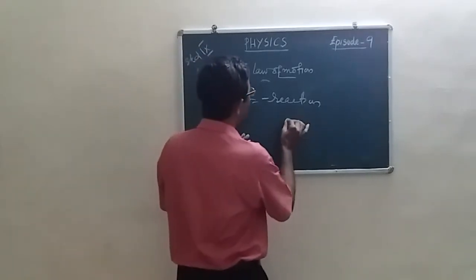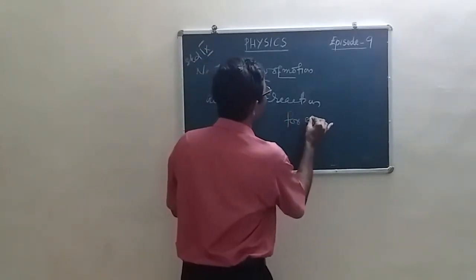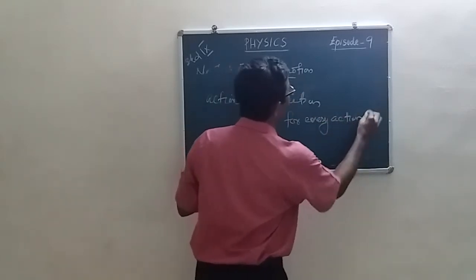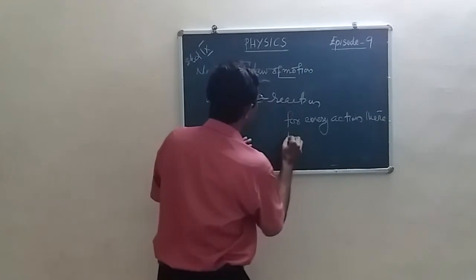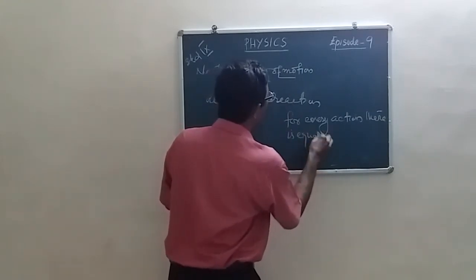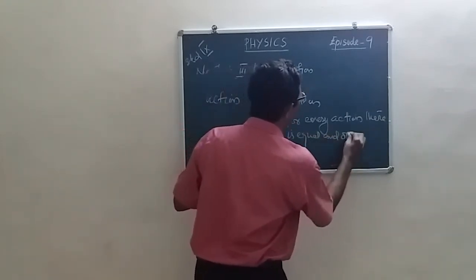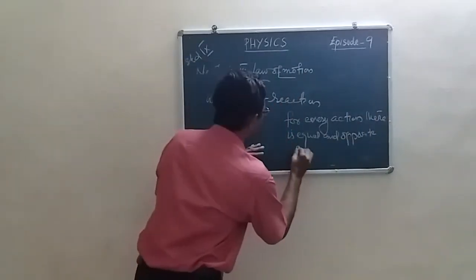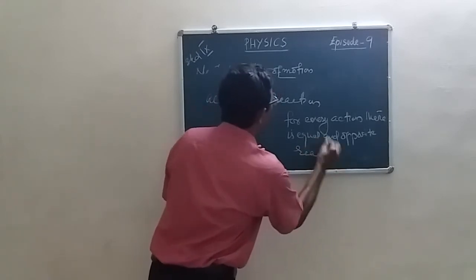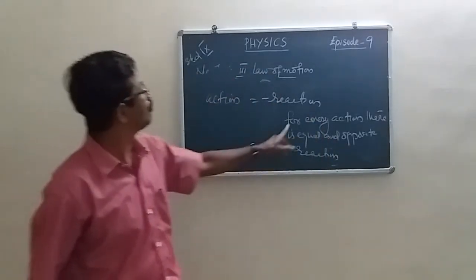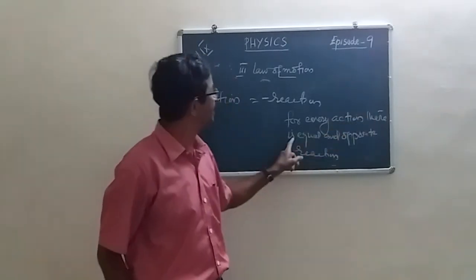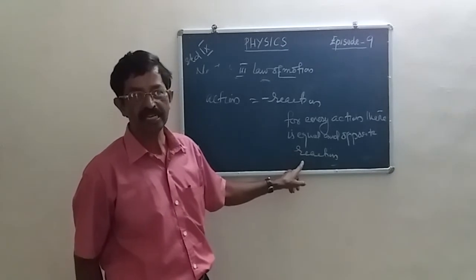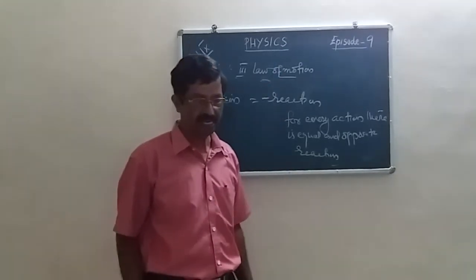How can we define it? For every action there is an equal and opposite reaction. For every action there is an equal and opposite reaction. This is Newton's third law.